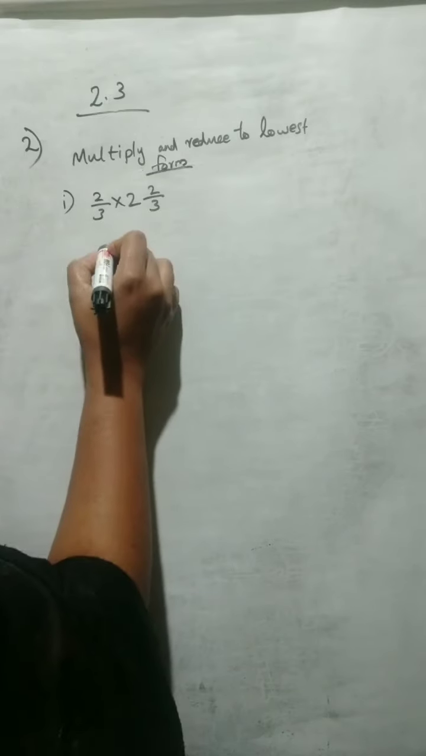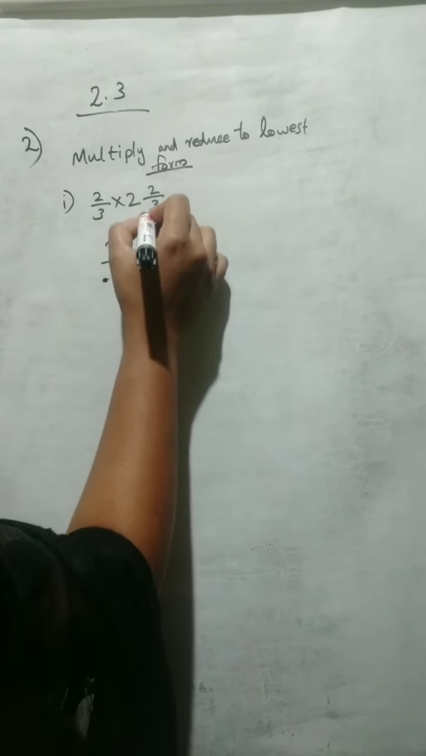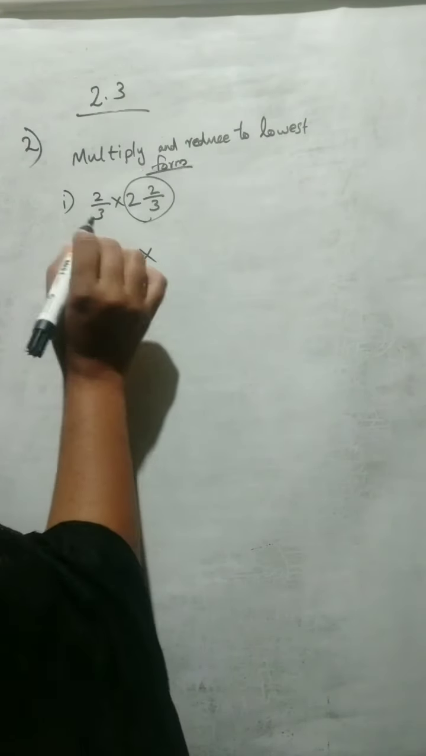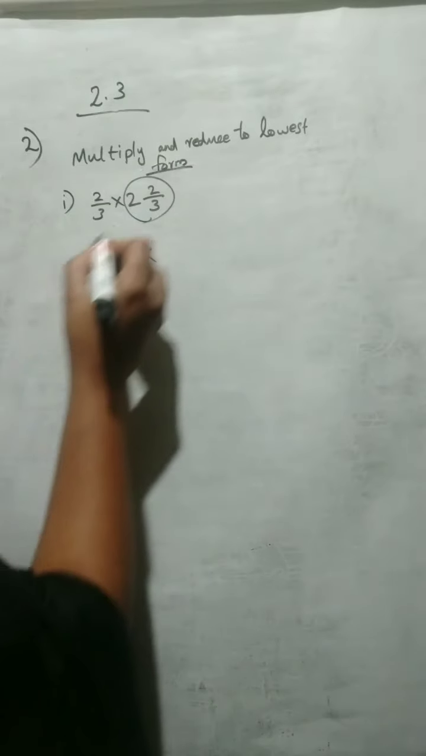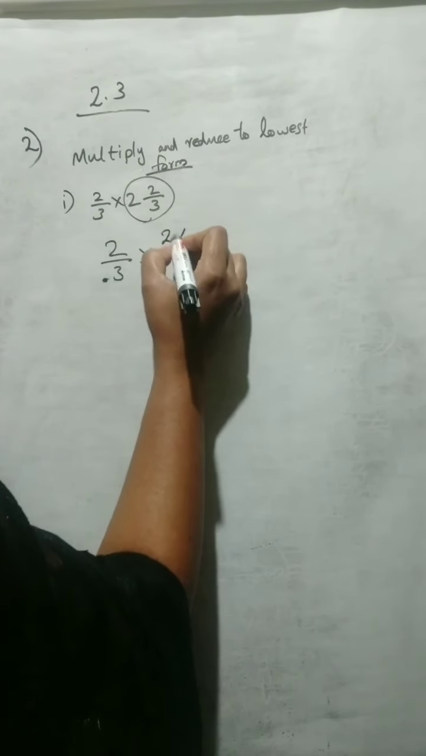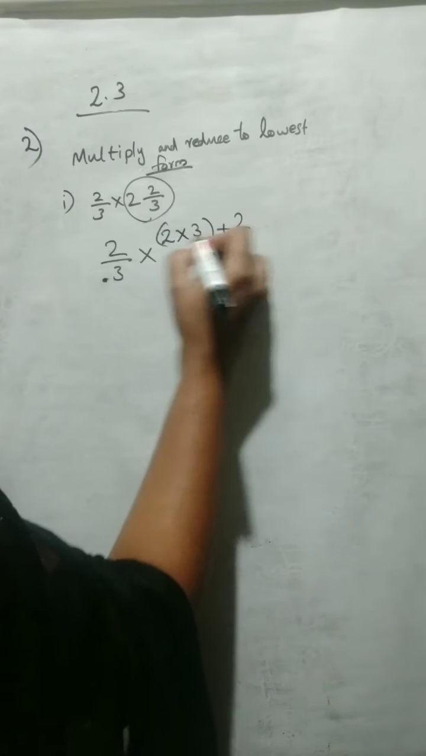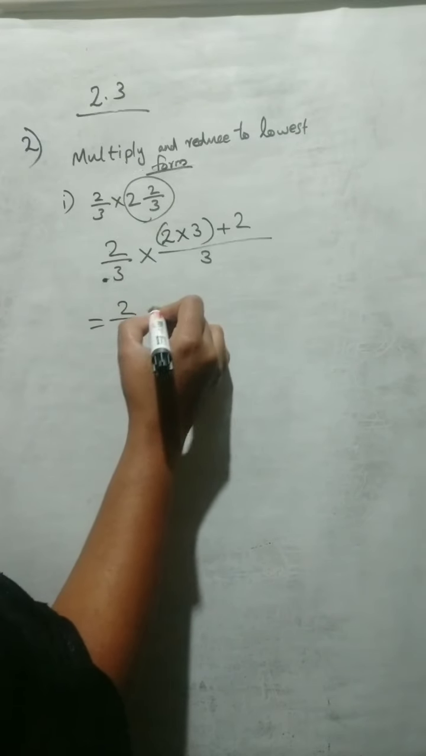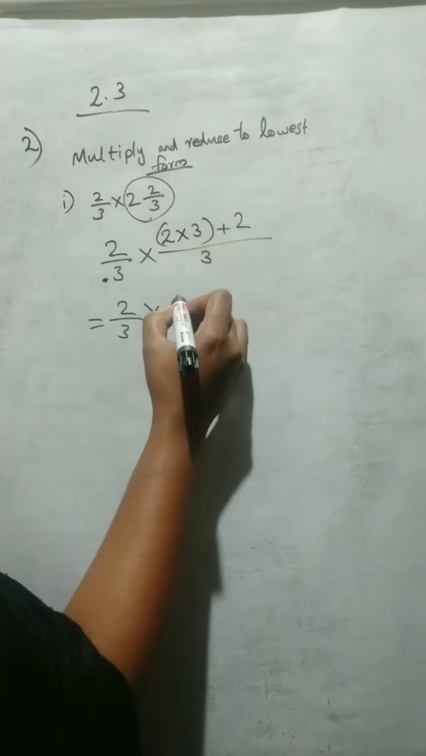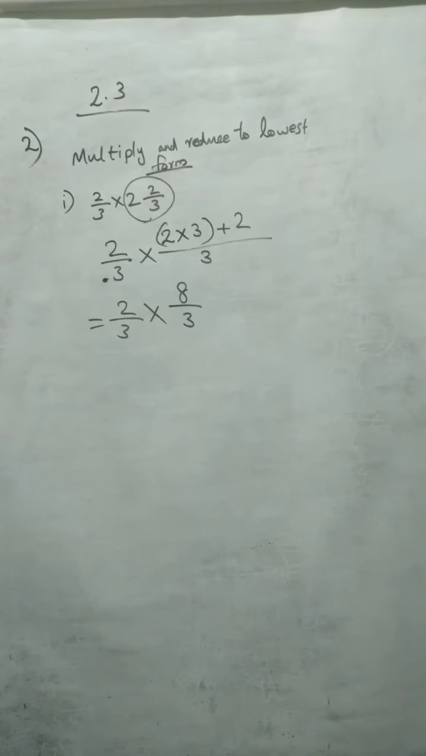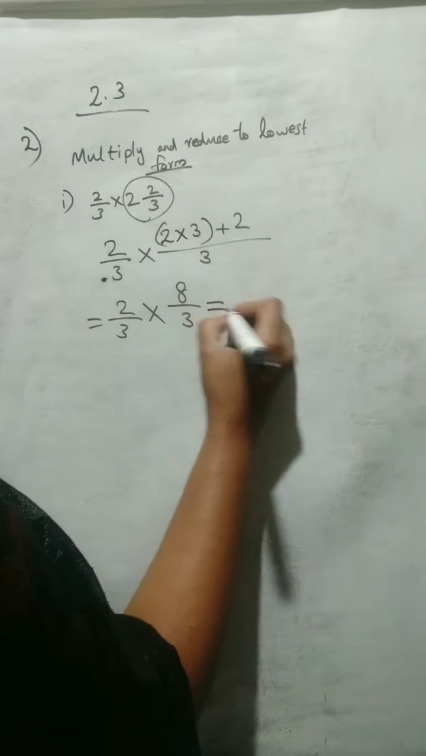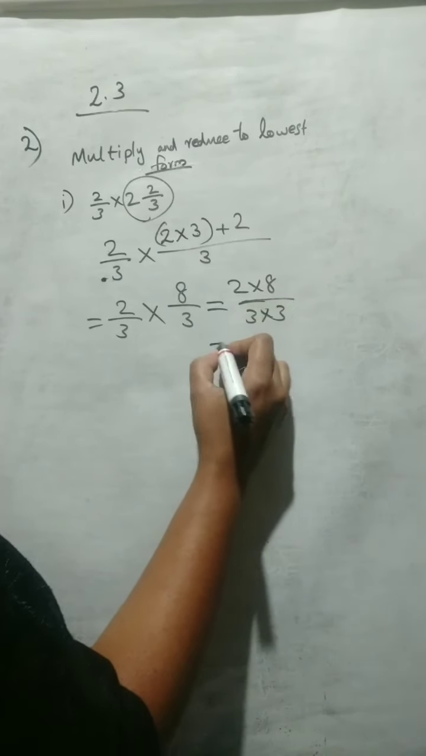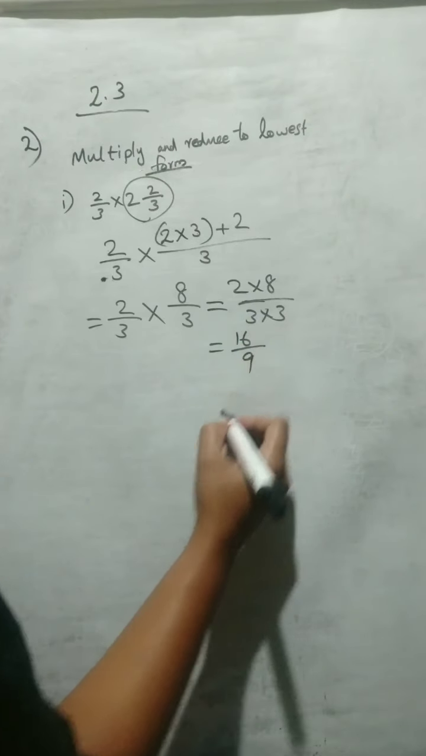Okay. So, 2 upon 3 multiplied by, this is in the form of a mixed number. So, what can we do? We have to convert this into an improper fraction. So, 2 multiplied by 3 plus 2, the whole divided by 3. Then, 2 times 3 is 6, plus 2 is 8. 8 on 3. Clear? So, here 2 times 8, 3 times 3. 2 8s are 16, 3 3s are 9.